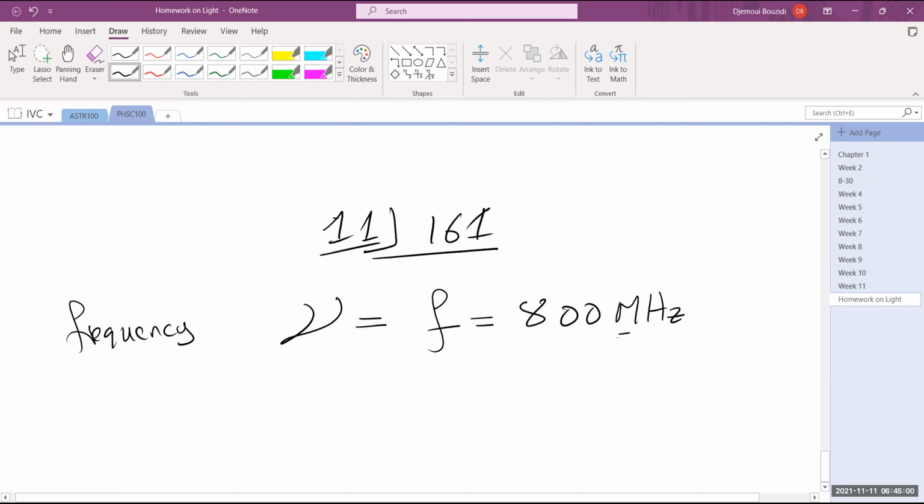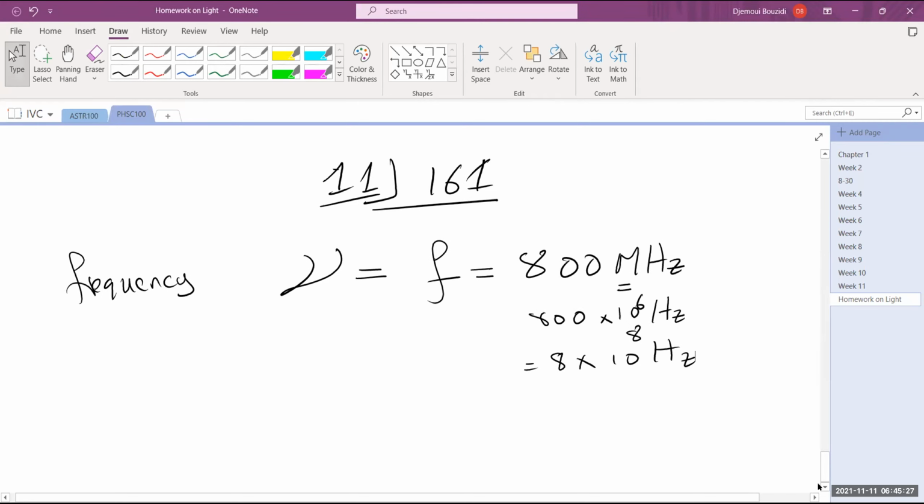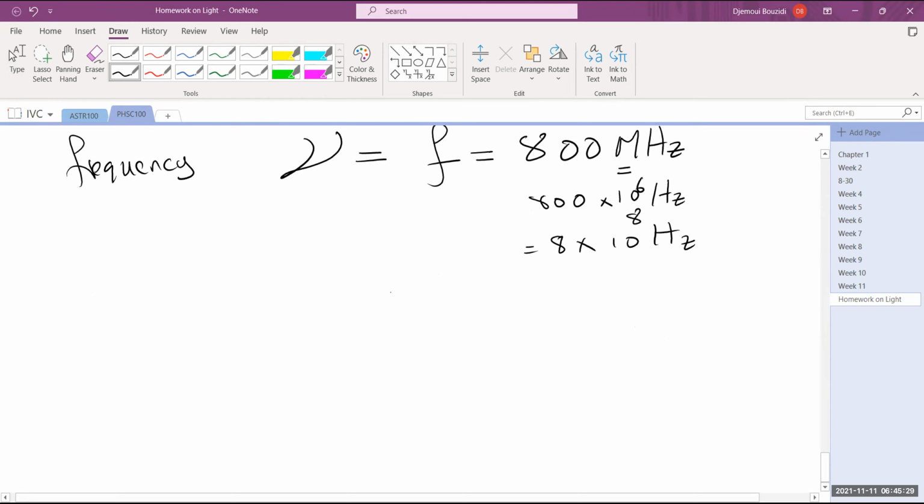Just a reminder that mega stands for 10 to the power 6. So technically, this is 800 times 10 to the power 6, or if you like, 8 times 10 to the power 8 hertz, because 100 is 10 to the power 2. It's the same thing. This is the frequency we were given. What is the wavelength? For that, we're going to use the dispersion law. We know that the frequency times the wavelength must be equal to the speed of light.